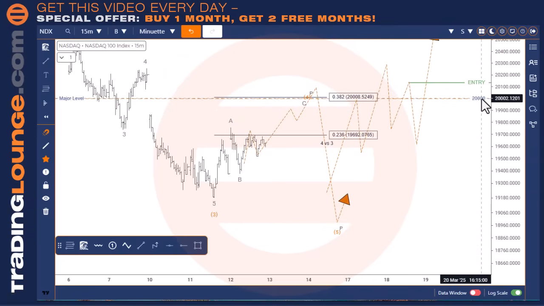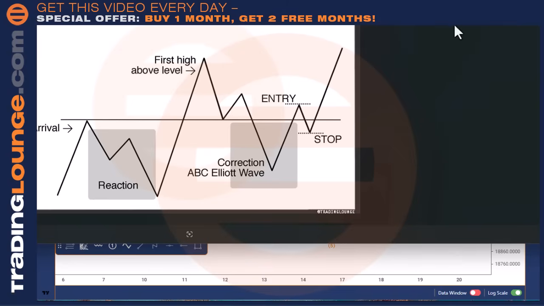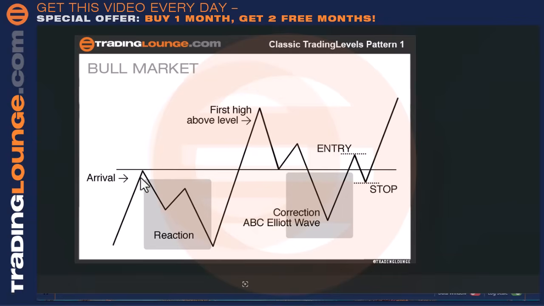So that's a major level. And if that became the support, we would need to see a pattern like this here. So if that was 20,000, at the moment we're looking for it to retest that. And it may get to this point and drop and not come back and make a new low in the market. Or the normal thing is to do this, and then have the first high above the level.